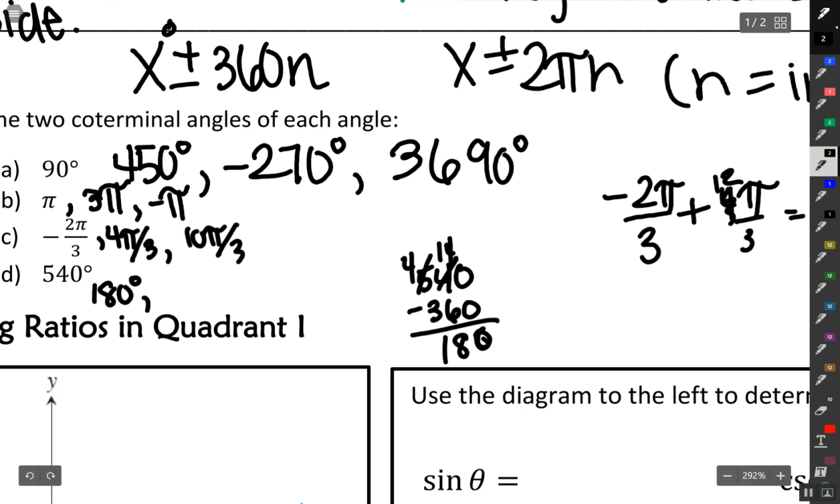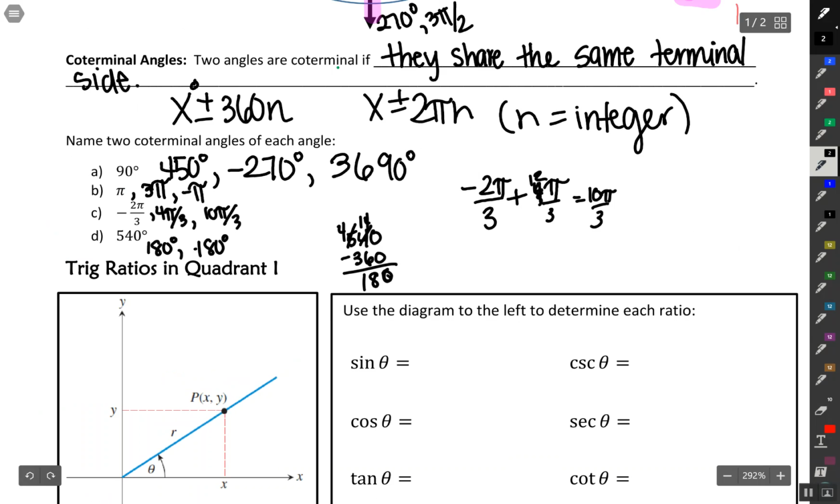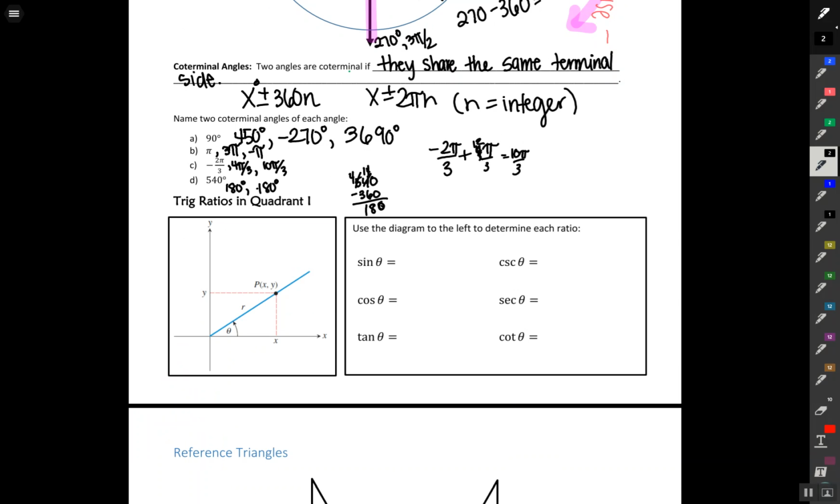Okay, so if you added, maybe you could also call that negative 180 if you subtract 360. Okay, so those are coterminal angles.